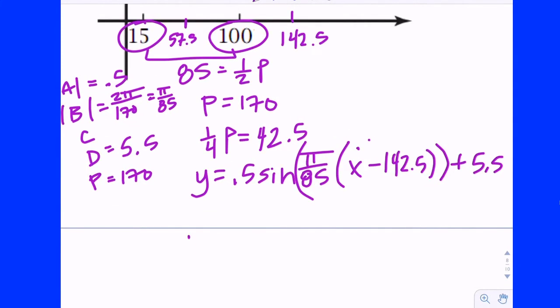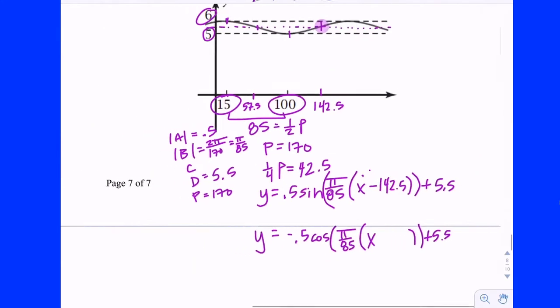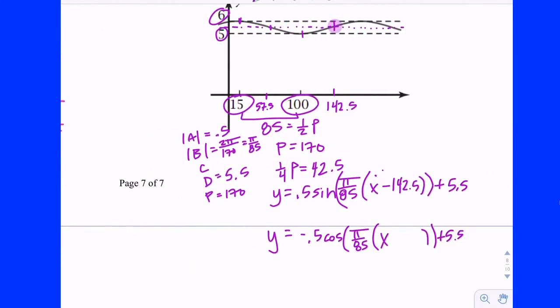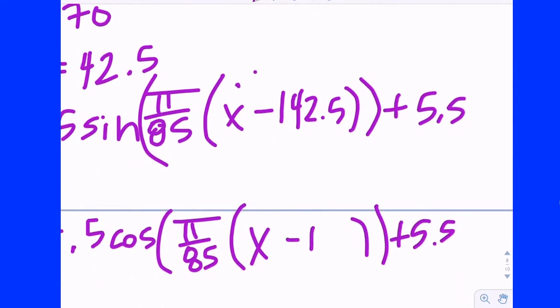And then let's do a negative cosine again. Negative 0.5 cosine of pi 85ths, parentheses, x plus or minus something, plus 5.5. And then what's the cosine? It starts where? Low, which is at 100. That was given. So it would be minus 100.